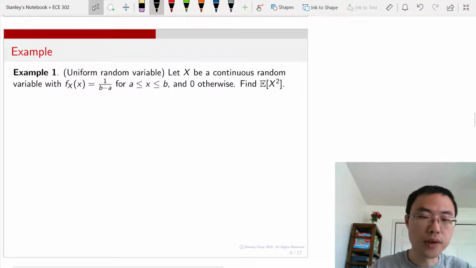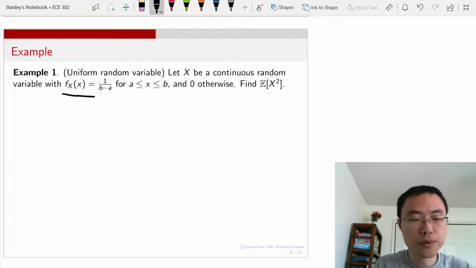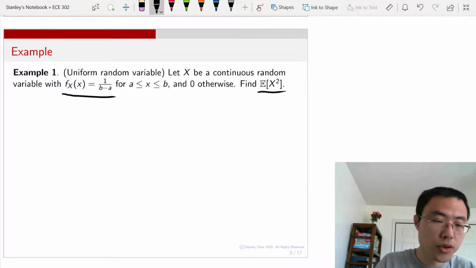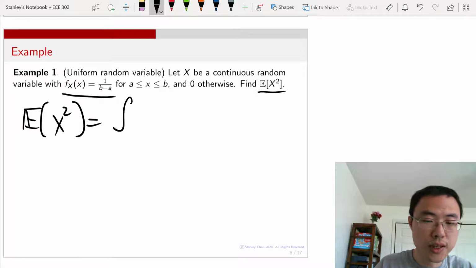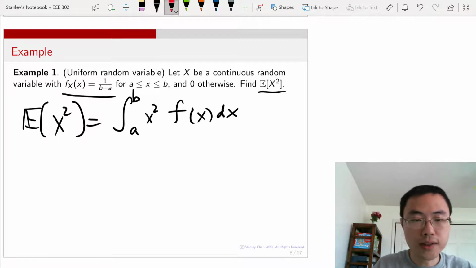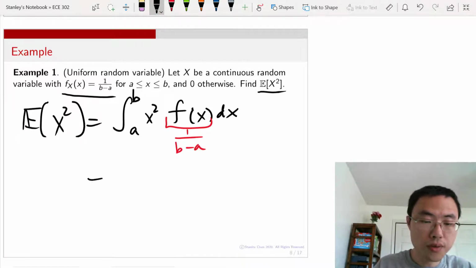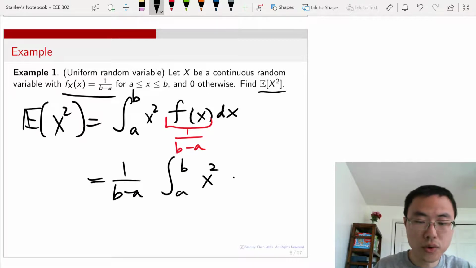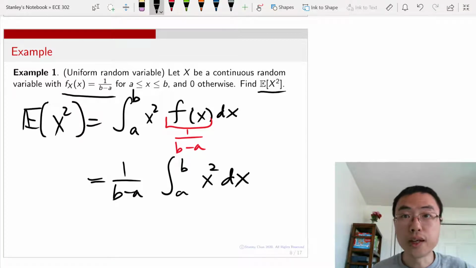So let's work out an example again. Here is this uniform distribution, and now we want to calculate the expectation of x squared. According to our definition, it will be the integration of x squared times your fx dx, integration from a to b. Now, what is this fx? Again, this fx is 1 over b minus a. So now you plug this in, 1 over b minus a, you integrate from a to b of x squared dx.